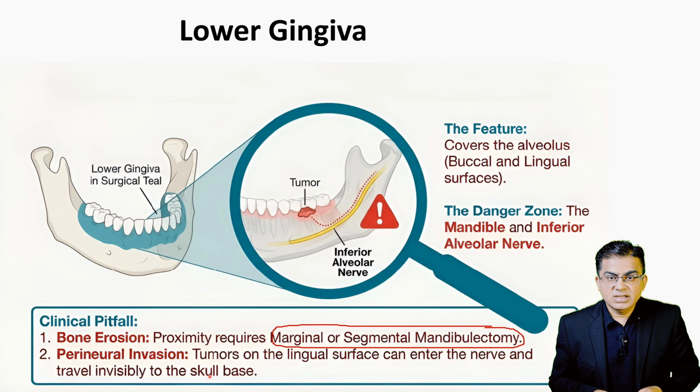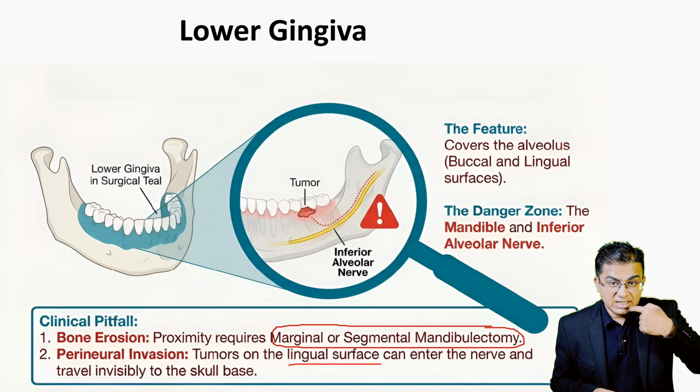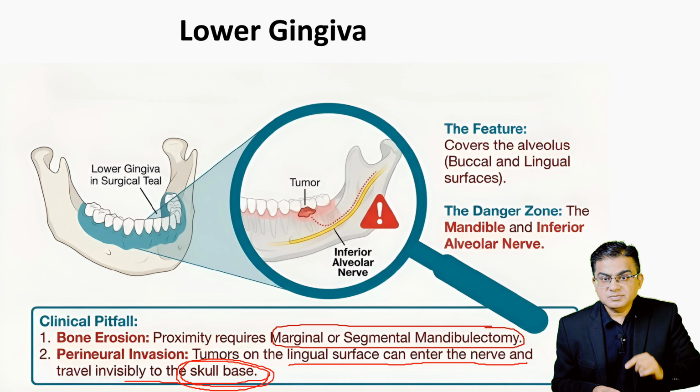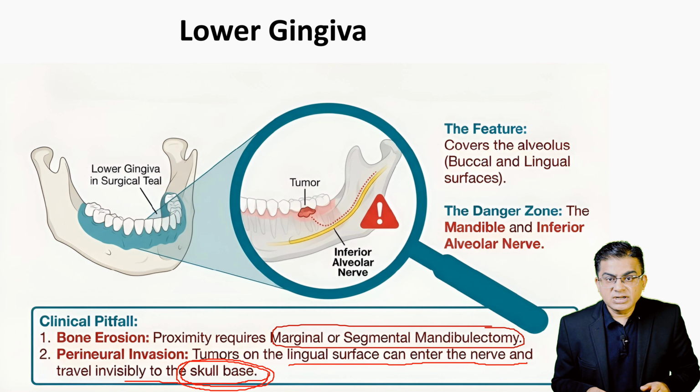Number two, the inferior alveolar nerve is at risk. Tumors arising from the lingual surface of the gingival mucosa can enter this nerve and travel completely invisibly all the way up to the base of skull. This is called perineural invasion. Always check for it.